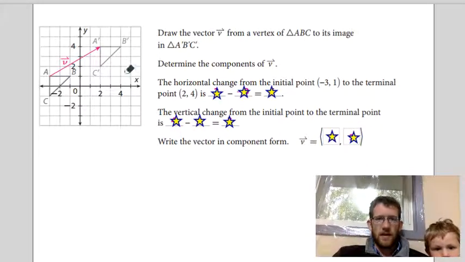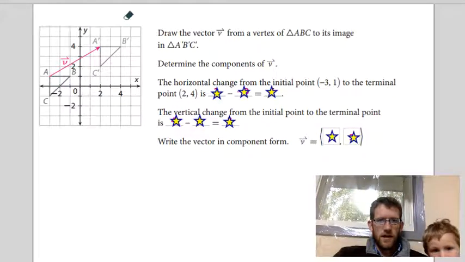This one says, draw the vector. I drew it for you. Describe the components. So the horizontal change is, again, we can just count here. We don't have to make it fancy. 1, 2, 3, 4, 5 units to the right. How many units up? 1, 2, 3. So it should be 5, 3.